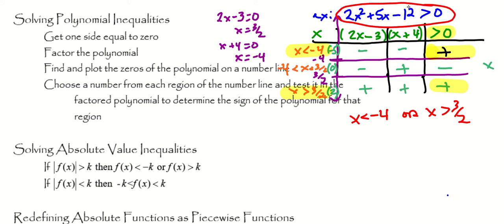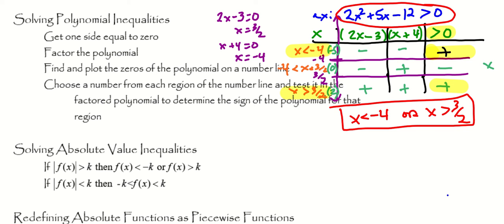Now I'm going to plug in 2, and 2 times 2 is 4 minus 3 is positive, and then 2 plus 4 is 6, which is positive, and a positive times positive is positive, right? I'm looking for greater than 0. Positive is greater than 0, so x greater than 3/2 is going to be in my solution. So my final solution then is going to be that as long as x is less than -4 or x is greater than 3/2, then my original inequality will be true, and that's my solution.